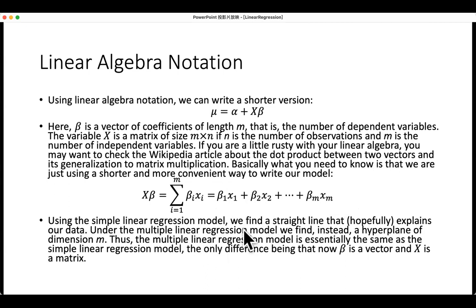So using simple linear regression, we get a straight line to explain our data. In a multiple linear regression model, what we find is a hyperplane, in a higher dimension, that hopefully also explains our data.